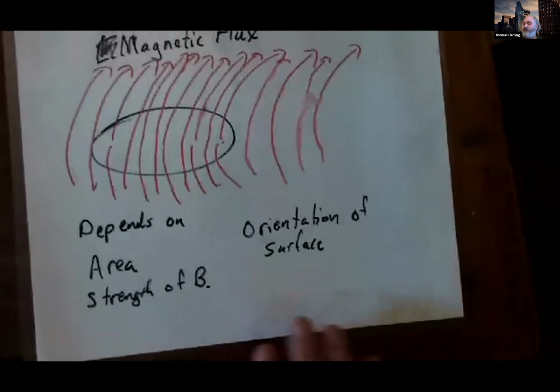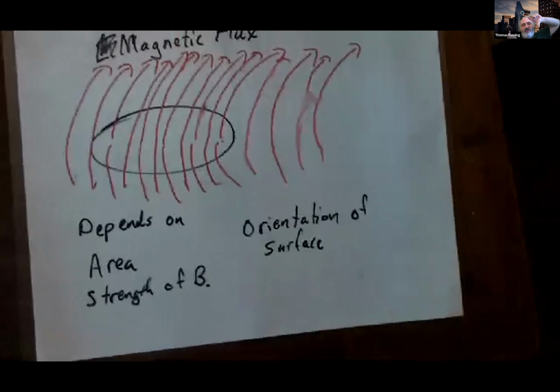You hardly see anything. The lines would just go straight from one side to the other. You wouldn't get any flux. No lines would penetrate that surface if I tilted the edge towards the field lines. So what's going to happen is if you change the orientation of the surface, you're going to get a different amount of flux.